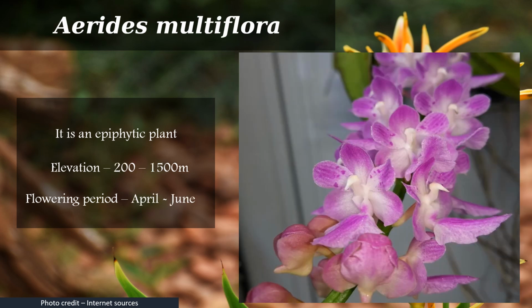Then comes our Aerides multiflora. Personally I can tell that many researchers and many plant lovers, whenever they see Aerides multiflora from a distance, get mistaken by Rhynchostylus retusa, because of the color of it and the pendulous type of inflorescence. That doesn't mean it looks like Rhynchostylus retusa, because if you see closely, it is very much different.